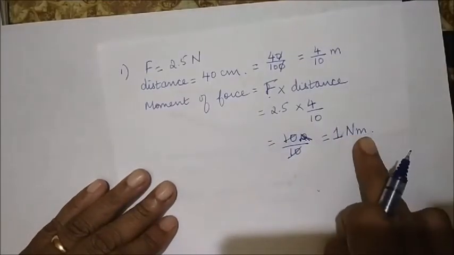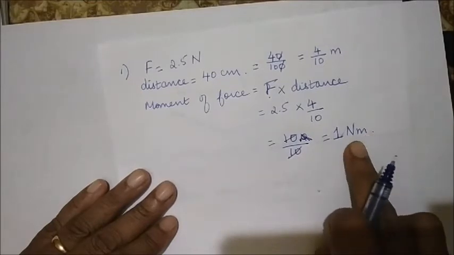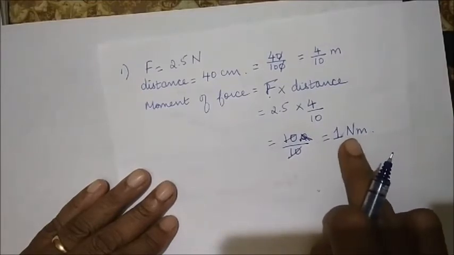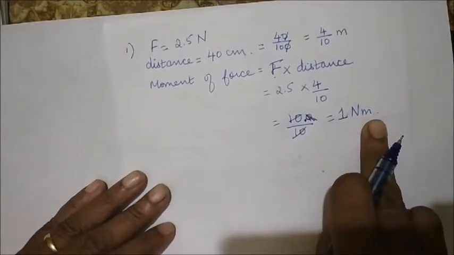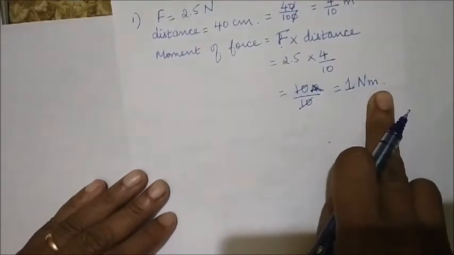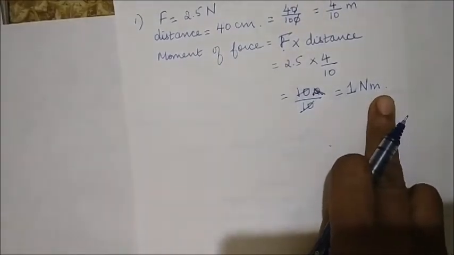N should be capital, M should be small. Please make sure you write N in capital letter, M in small letter. Okay, I hope you understood this example.